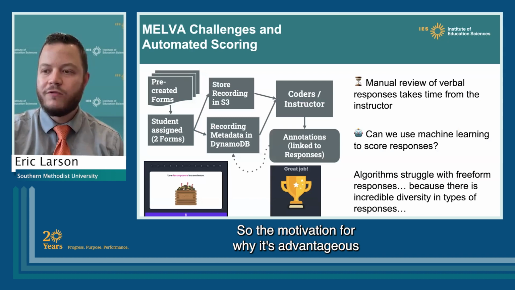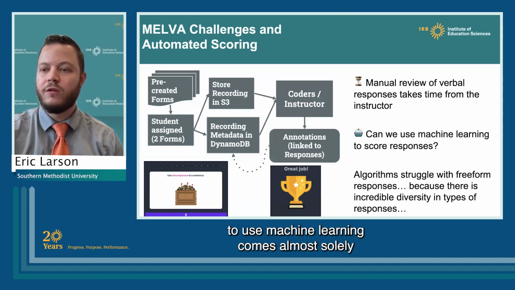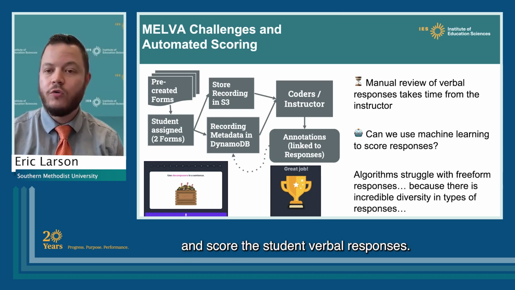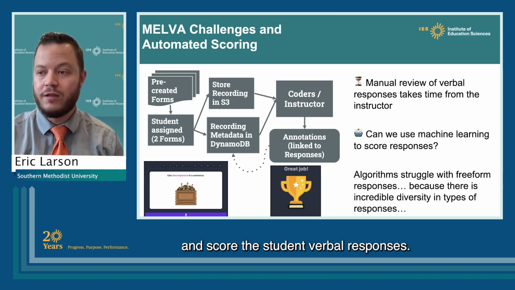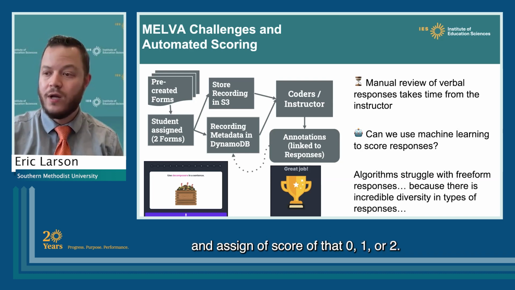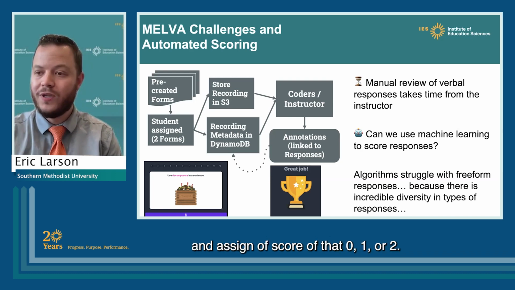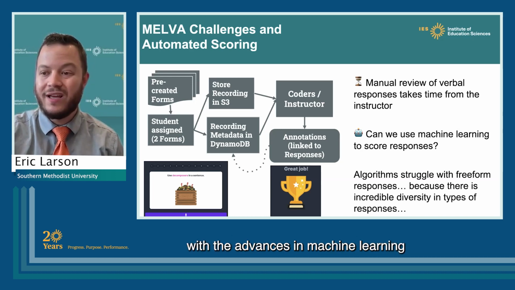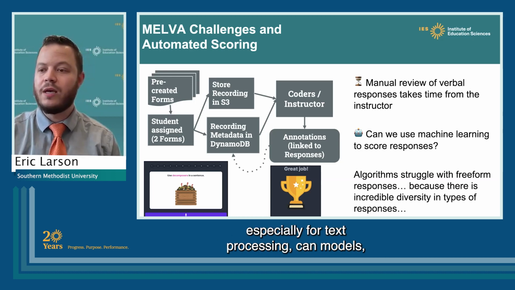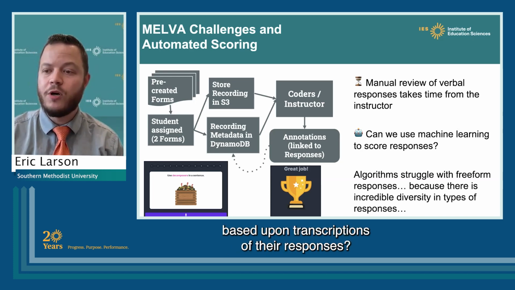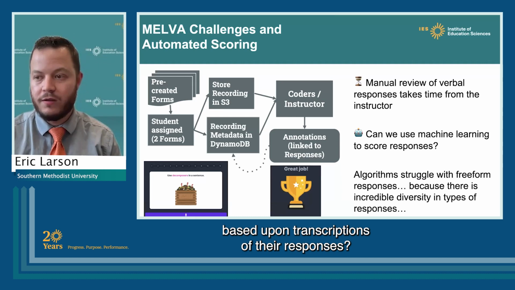The motivation for why it's advantageous to use machine learning comes almost solely from the time that it takes for an instructor to review and score the student verbal responses. It can take hours to listen to these verbal responses and assign a score of 0, 1, or 2. And that naturally begs the question, with the advances in machine learning, especially for text processing, can machine learning models reliably score students based upon transcriptions of their responses?